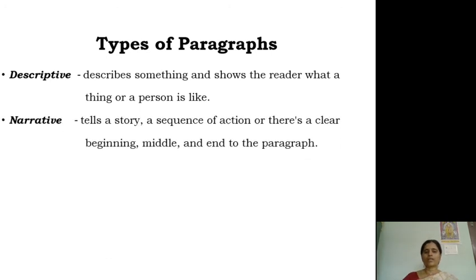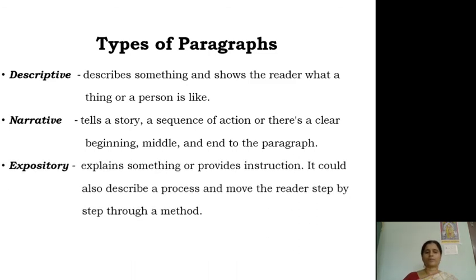And now we have narrative paragraphs. For example, when we are telling a story, or telling about a sequence of actions that happen one after the other, when it has a clear beginning, a middle, and an end, then it is called a narrative paragraph. And an expository paragraph explains something or provides instructions. That means it could describe a step by step process, so that one can understand easily how to go ahead with that particular thing.